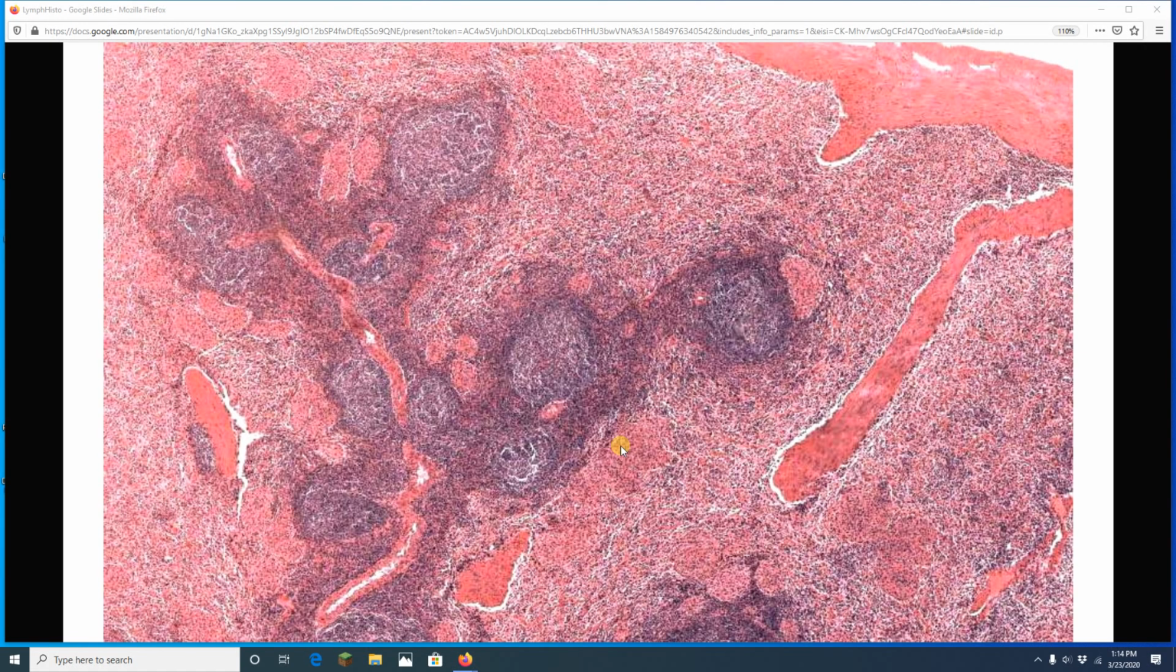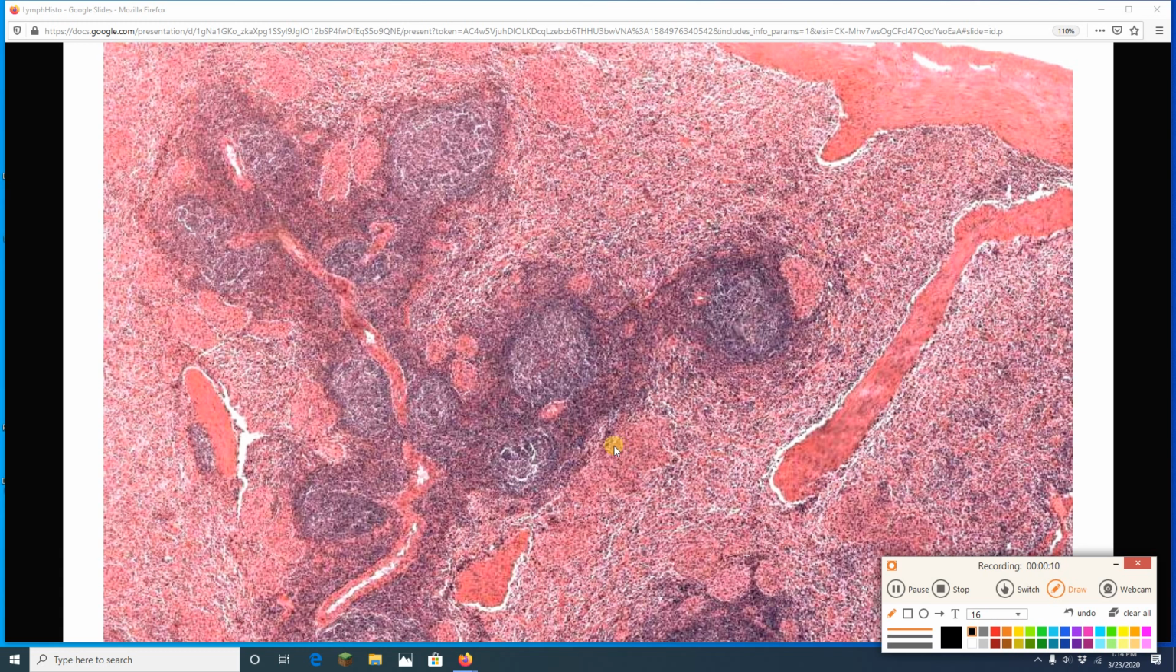Welcome to some lymphatic histology. We're going to look at a bunch of lymphatic organs, starting right here with this spleen. We got a spleen here, several things we got to recognize.